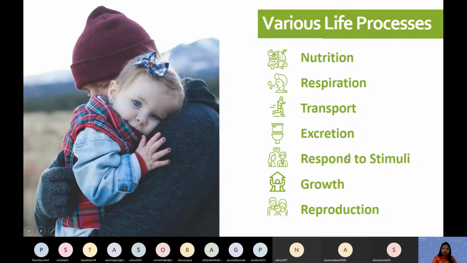Okay, so what are the life processes? Now in this chapter we'll study about nutrition, respiration, transport and excretion. Reproduction is absolutely a new chapter, and respond to stimuli is there in control and coordination, but that is deleted for this year 2020. So these are the various life processes.